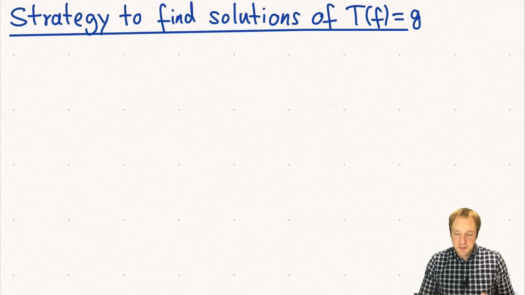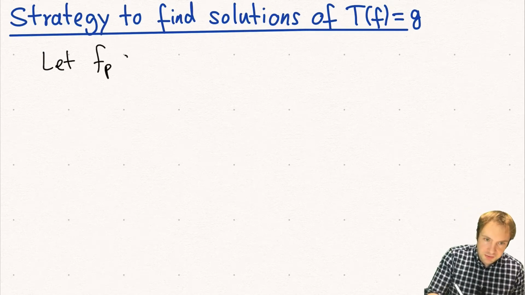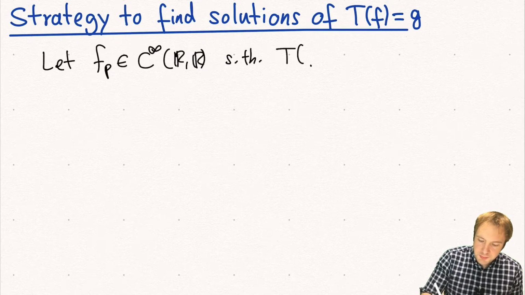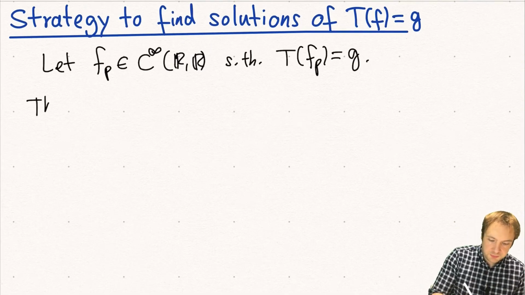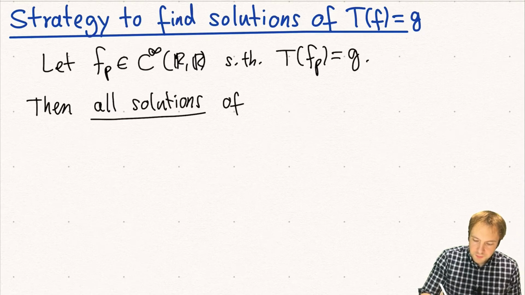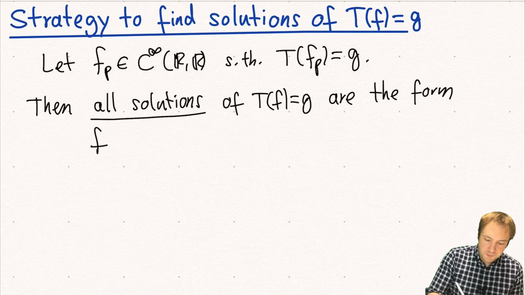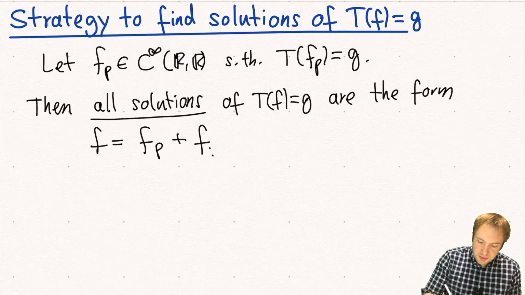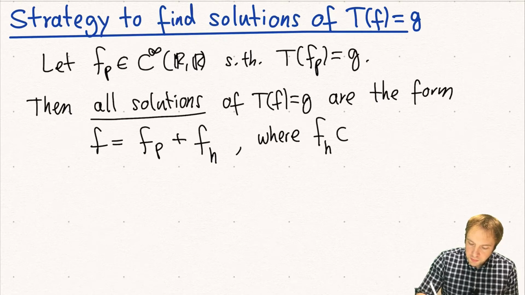So this is the strategy to find all solutions for a differential equation like this, T of f equals g. So the idea is to find one particular solution. So let fp, so this p now stands for particular, be a function such that this satisfies this equation, meaning that T of fp equals this g. Then the claim is, then all possible solutions of this equation Tf equals g are of the form f equals this particular solution, so this one single solution we found, plus fh, where fh is now a solution to the homogeneous equation. In other words, this is an element in the kernel of T.